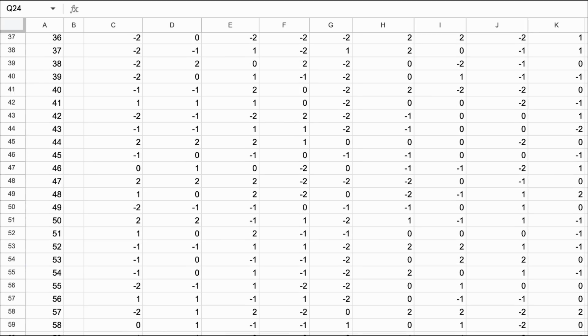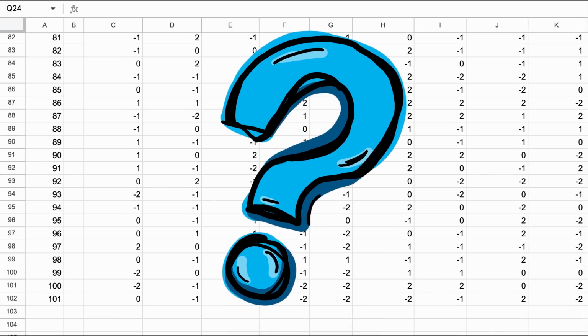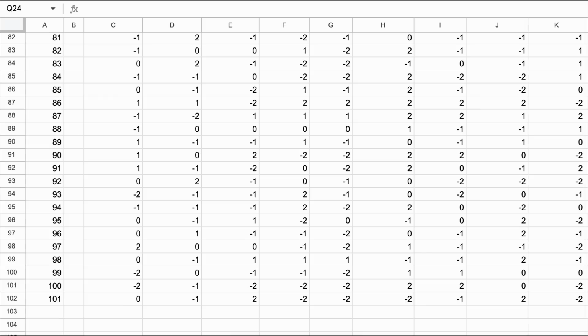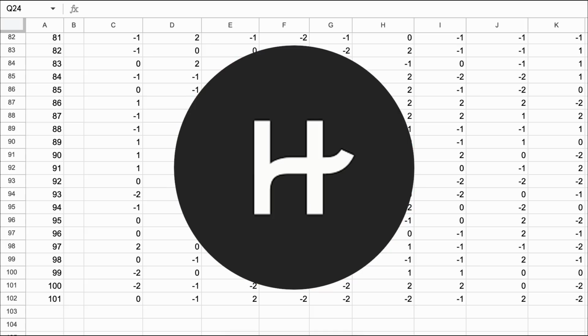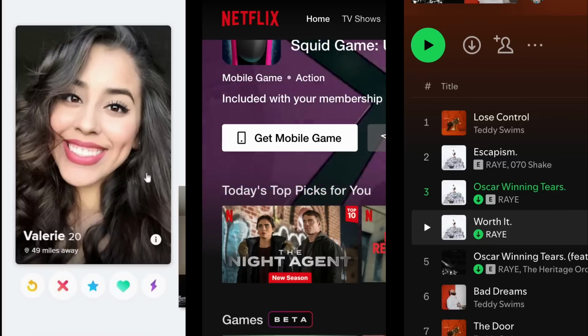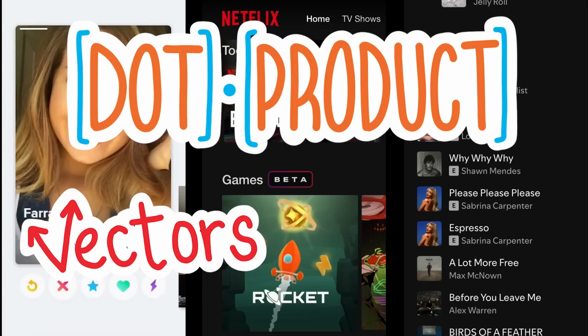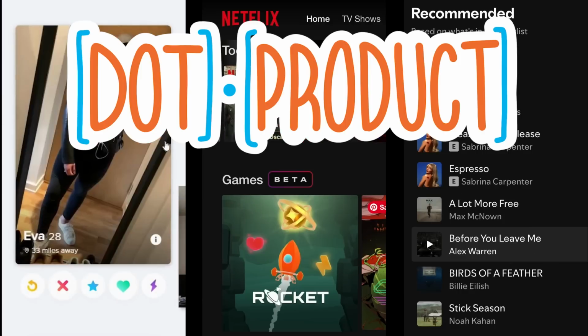Now the question is, once I have all this data, how do I determine how to match everyone up? This is the same type of question that matchmaking services like Tinder and Hinge ask as well, or recommendations given to you on Spotify or Netflix. By the end of this video, we'll see how dot products and vectors help with creating matching algorithms and learn just how versatile the dot product is.